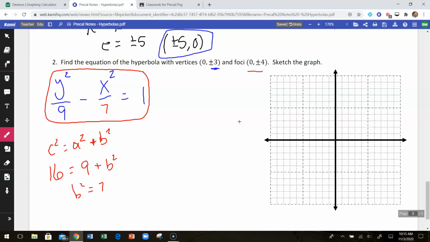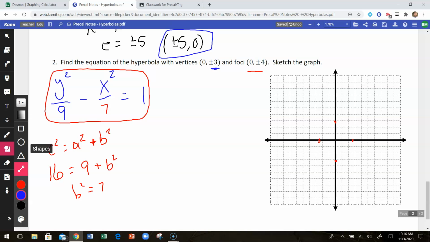I'm going to go ahead and graph this. So the central box for the y direction, I need to go out 3. So that's going to be here and here. In my x direction, we're going to go out the square root of 7. The square root of 7 is going to be a number that's between 2 and 3. So I'm just going to go out between 2 and 3 and make a point there. Same thing on the left here, between 2 and 3, make a point. I'm going to graph that central box. So that's going to be, let me try that again. That's going to be up here. Something like that.